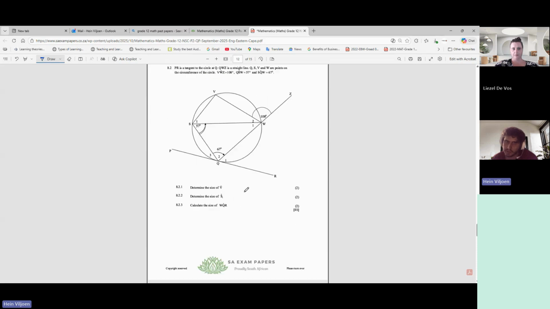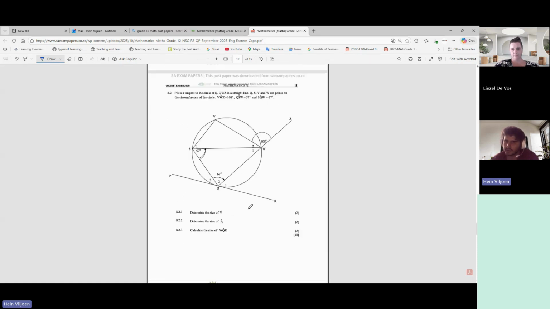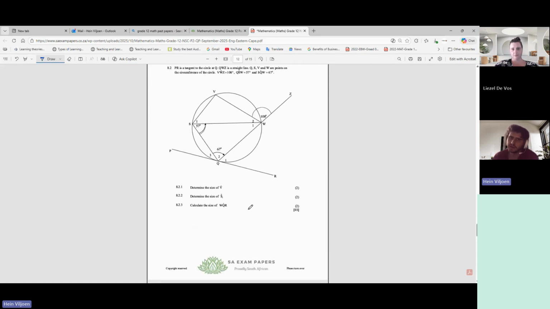Okay, for instance, if we look at question 8.2, this is where it comes into play. First of all, we need to be able to identify that PR is a tangent. A tangent is usually 90 degrees to the radius. Then your different theorems, for instance, determine the size of V. First of all, if you look inside, we actually need to see that this is a cyclic quadrilateral. There. You guys see that?